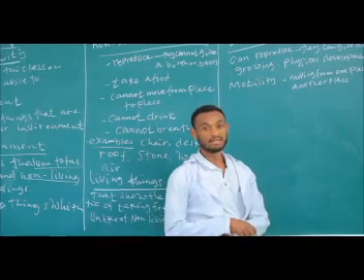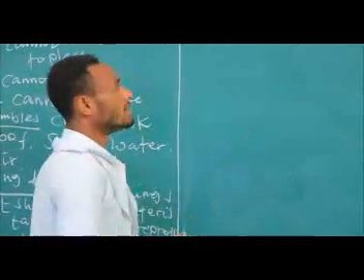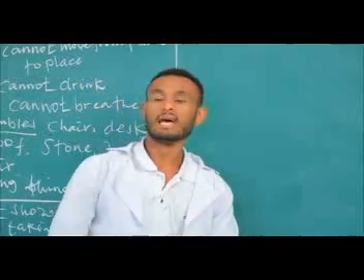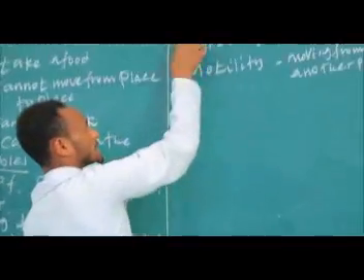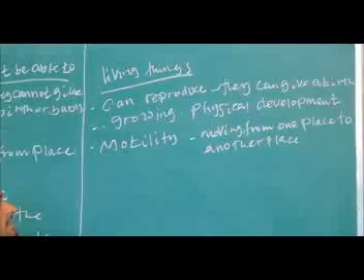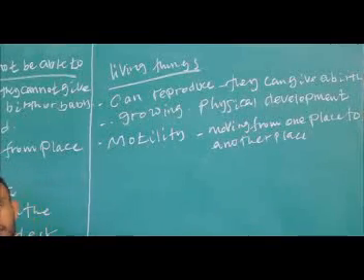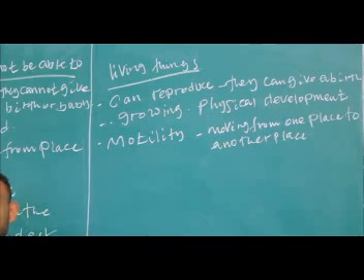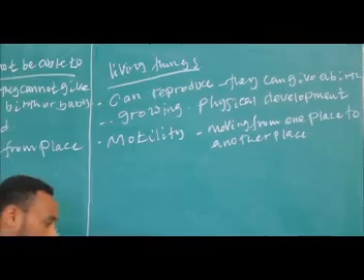Non-living things can be differentiated from living things by three basic characters: by growing, by moving from one place to another place, and also by reproducing or giving birth to a baby or a child. This is the main character of living objects.